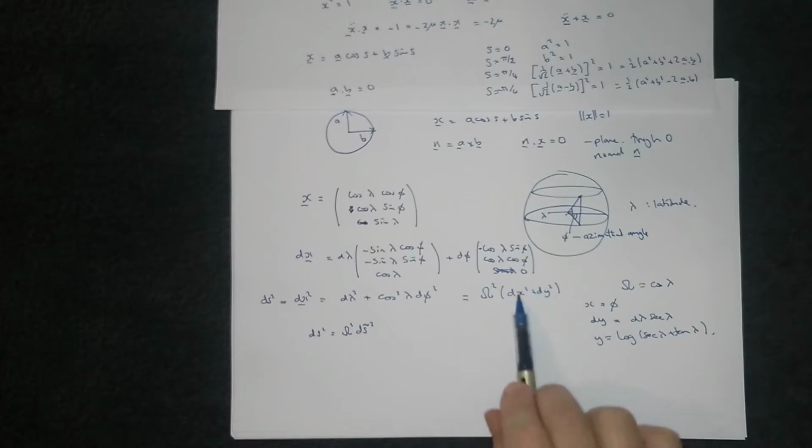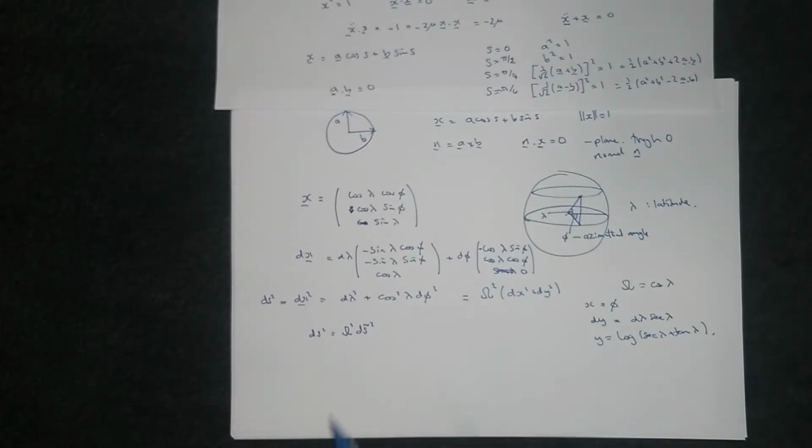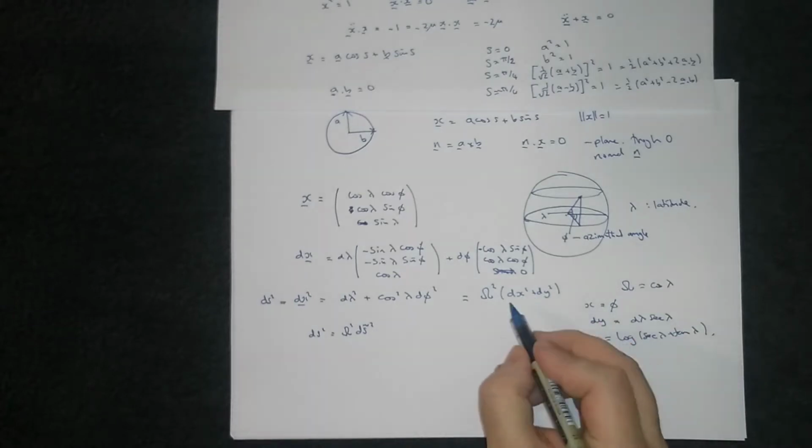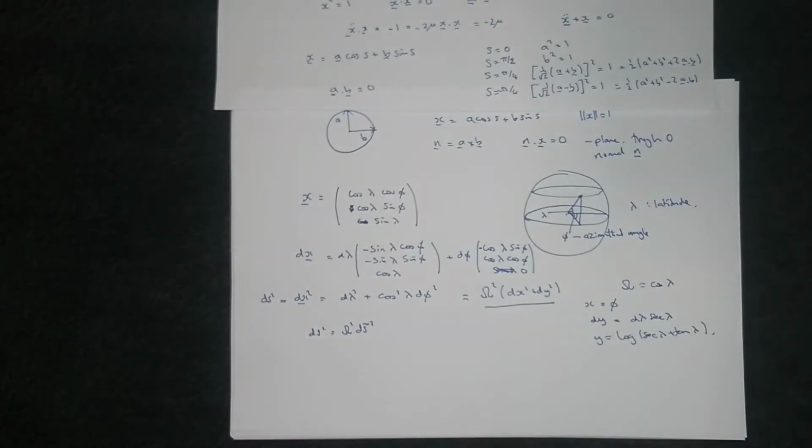Now if you have ds squared is omega squared ds tilde squared, then the metric given by this thing here, which is ds tilde, has the property that any angles measured using that metric are the same as the angles measured using this metric, because this factor omega squared just scales the x and y directions in the same proportion. It's a fact that every two-dimensional metric is locally conformally flat, and that's what this condition here is.